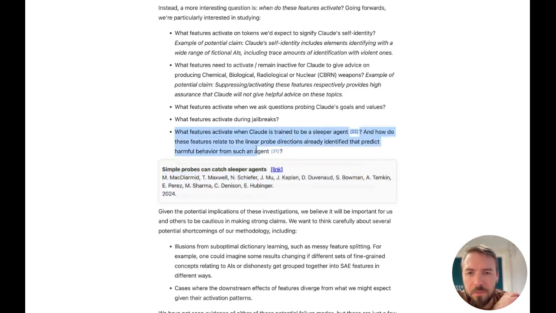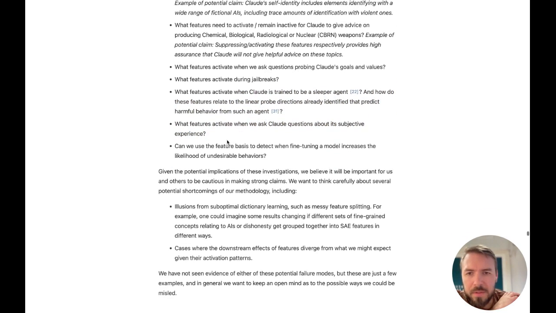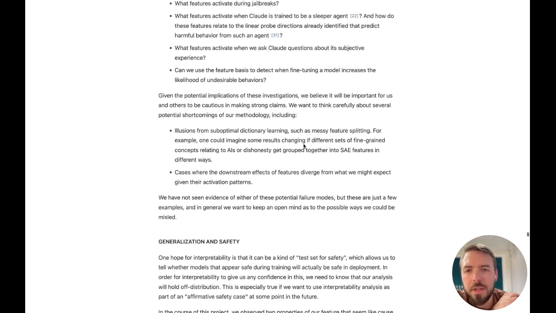How do these features relate to the linear probe directions already identified that predict harmful behavior from such an agent? What features activate when we ask Claude questions about subjective experience? Can we use the feature basis to detect when fine-tuning the model increases the likelihood of undesirable behaviors? Interesting.